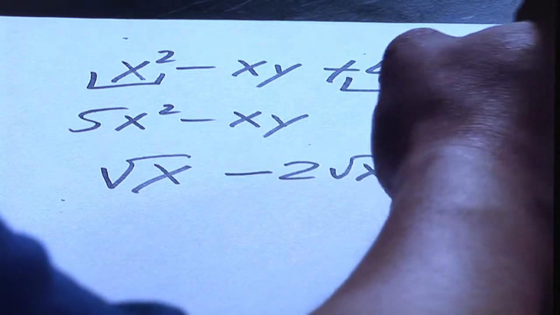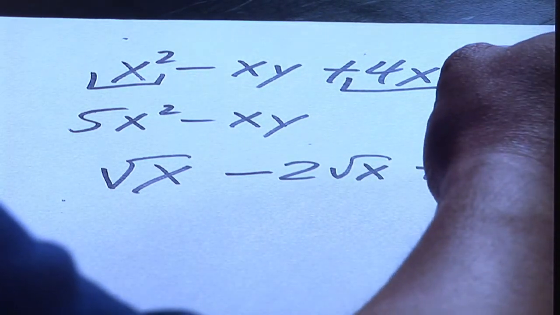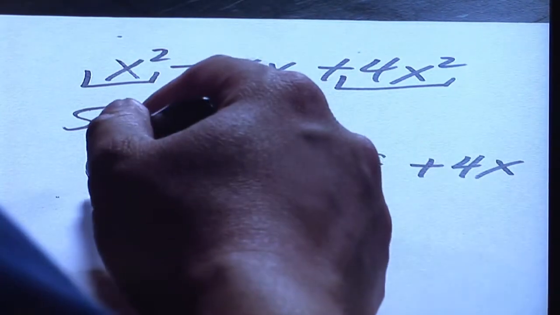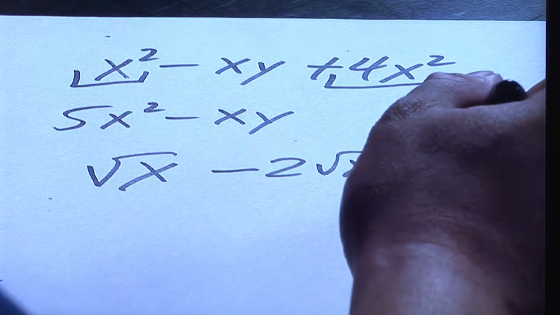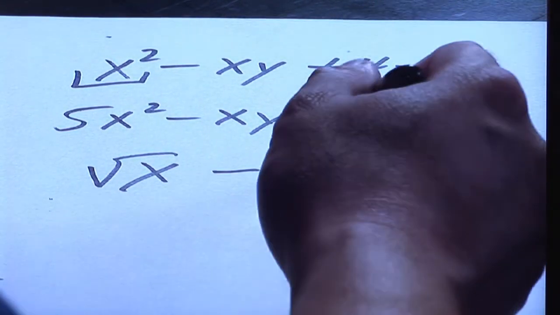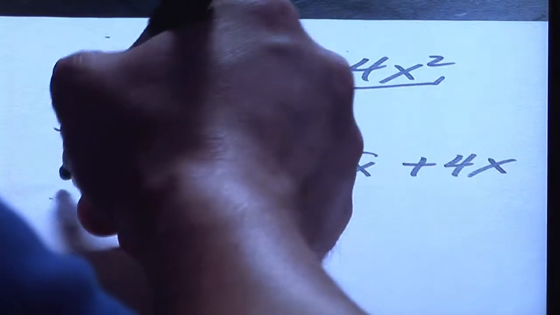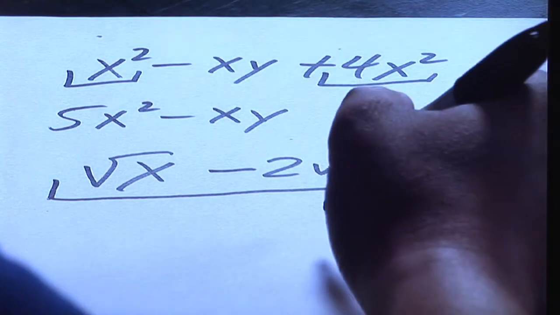Now, if you have, like, square root of x minus 2 square root of x plus 4x, well, the only like terms here are the first two because unfortunately the third term, even though it has an x, doesn't have the square root like the other two. So unfortunately, this 4x stays by itself and you can only combine the first two.